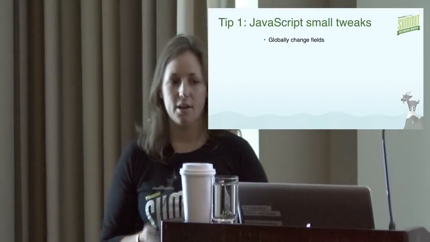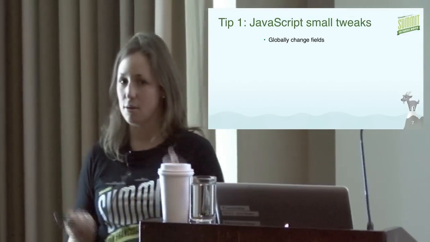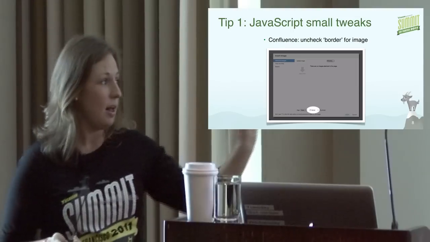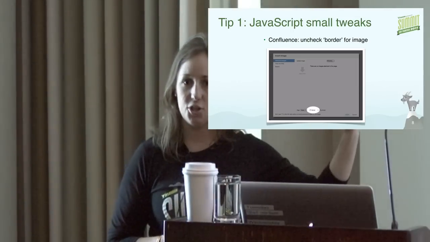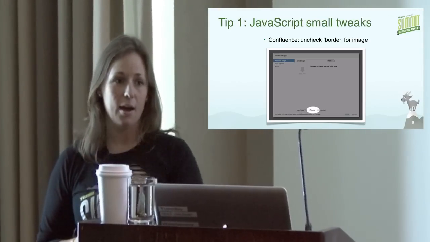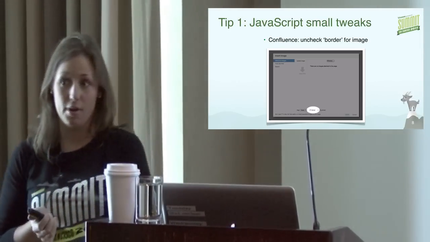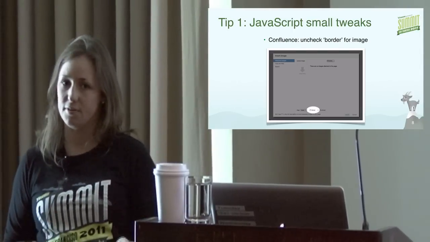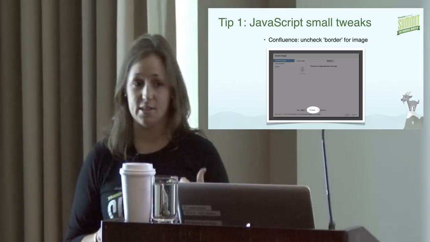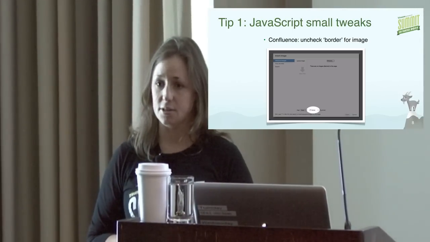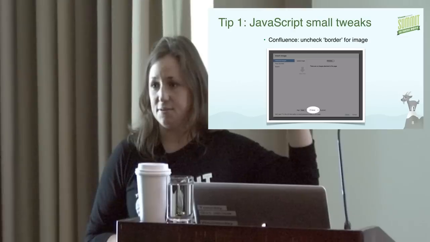So a great example here is in Confluence. I don't know if you noticed, but every time you attach an image to a page by default, that border checkbox is checked. So every image that you attach to a page has that black border line. That may annoy you as a page viewer. It might annoy your users if they don't want a border or don't use it very often. Definitely annoys me sometimes. So there's a little bit of JavaScript that you as the administrator can insert and just have that turned off by default.